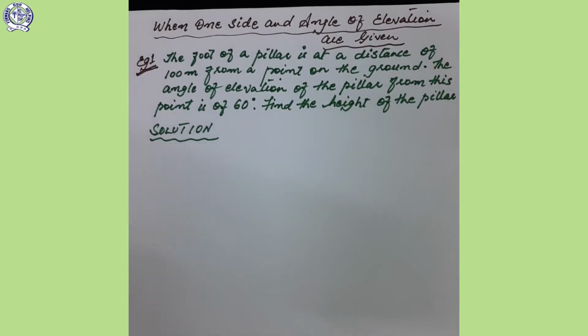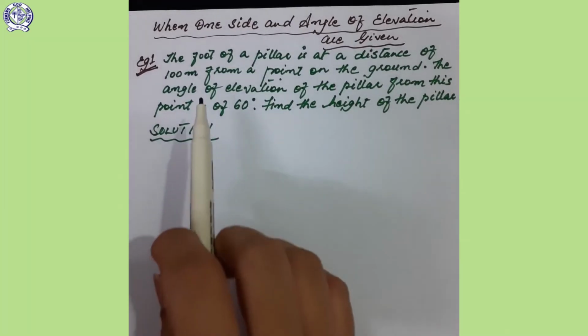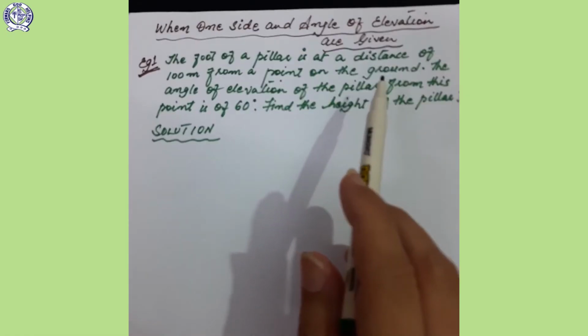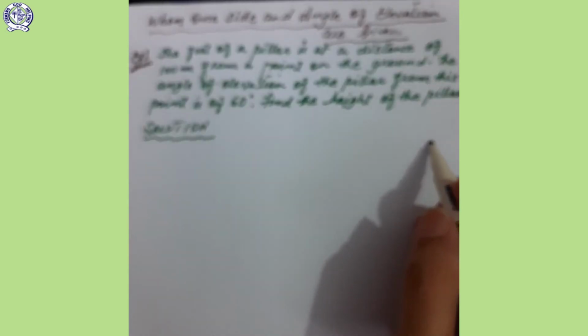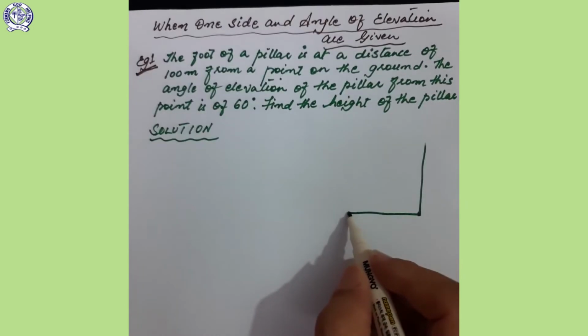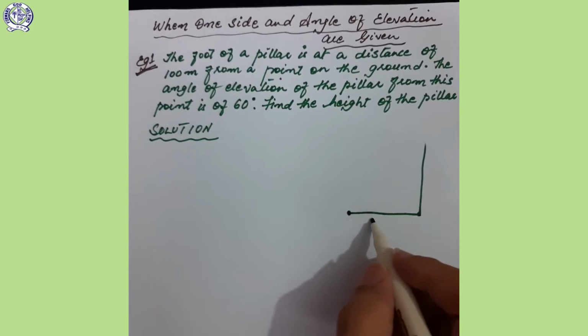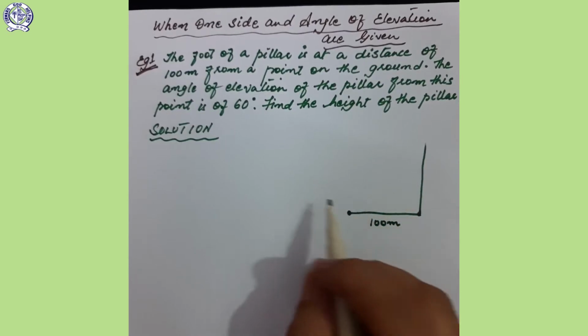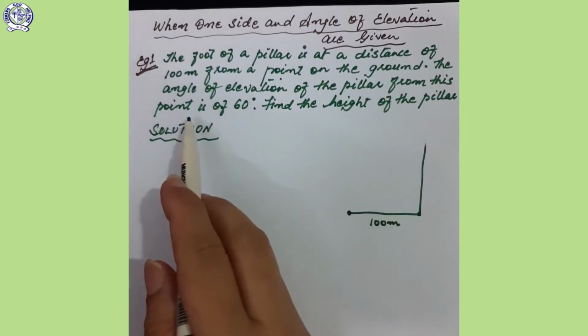Now the question is: the foot of a pillar is at a distance of 100 meter from a point on the ground. So foot of the pillar means you will make the pillar first. So this is the pillar, and this is the foot of the pillar. The foot of the pillar is at a distance of 100 meter from a point on the ground. So this is the point on the ground. From the foot of the pillar till this point on the ground, this distance is 100 meters. Okay, and the angle of elevation of the pillar from this point is 60 degrees.